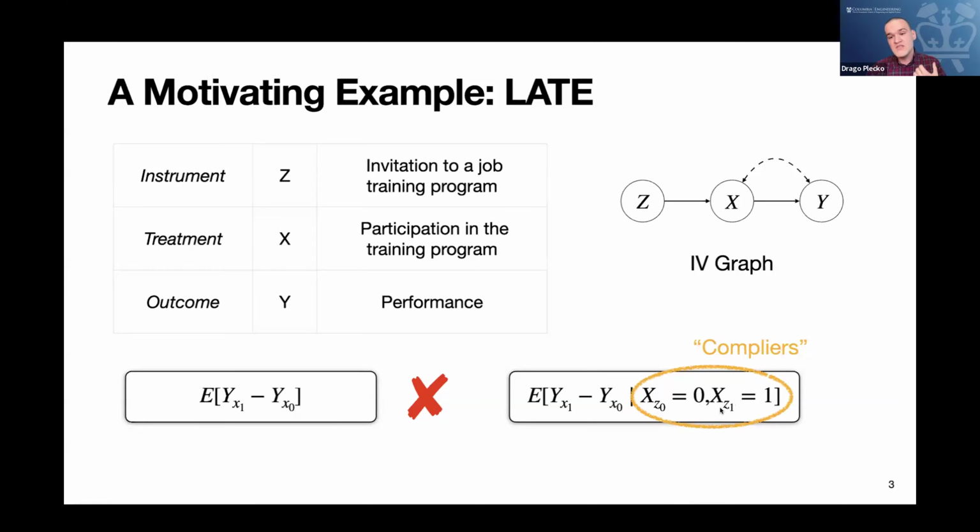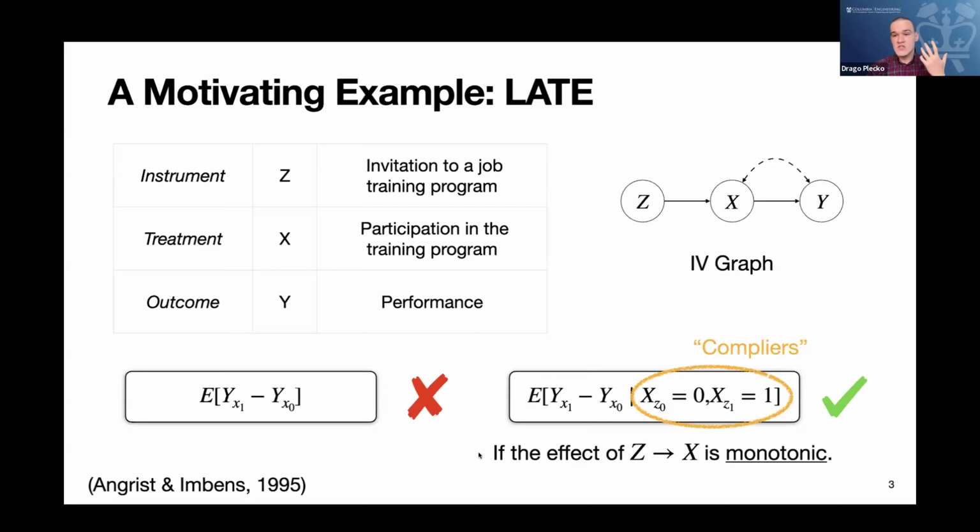Now the key result is that this effect is identifiable, but we need an additional assumption. And this assumption is that the effect of Z on X is monotonic. And by monotonic, what we mean is that if we change Z from 0 to 1, it can only increase the value of X, right? So as I mentioned previously, this is where this result first appears in the literature.